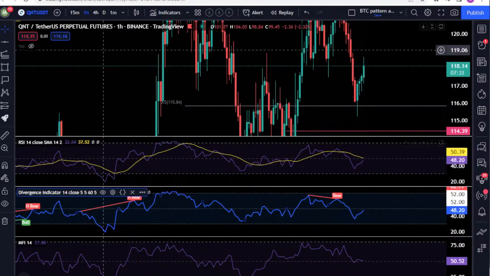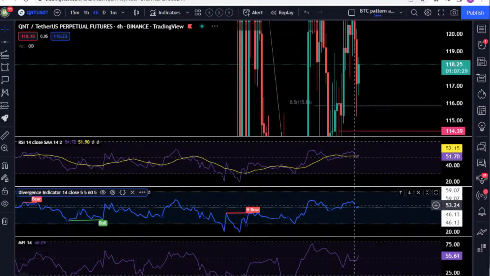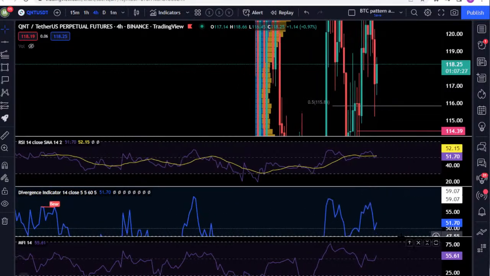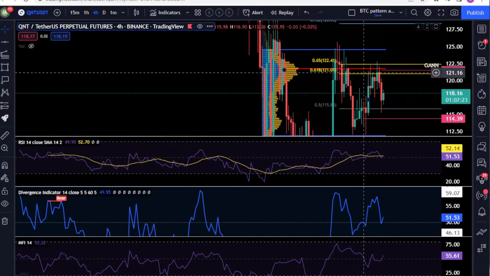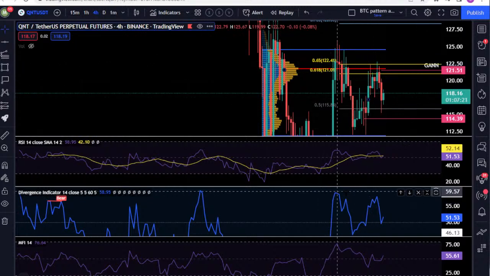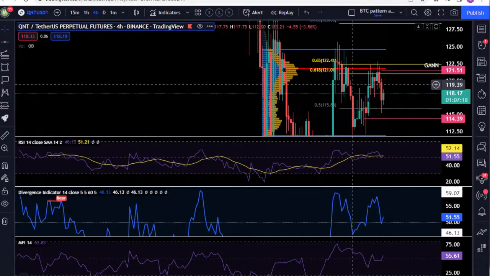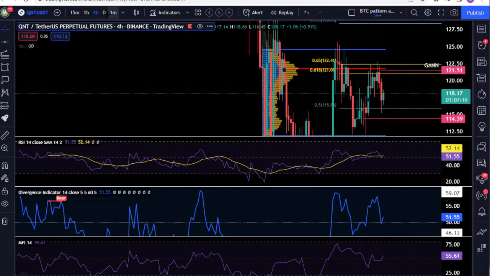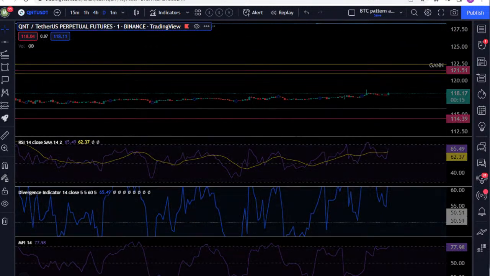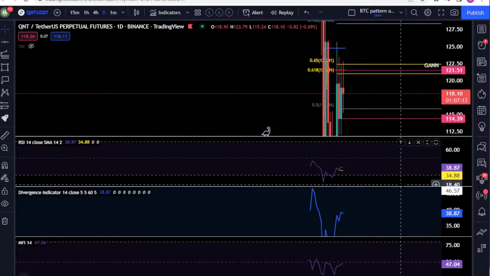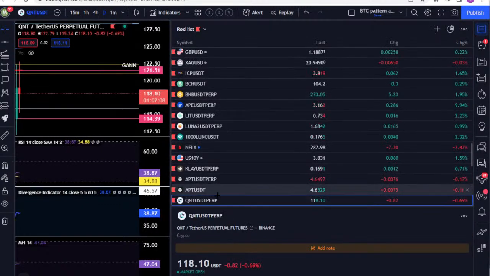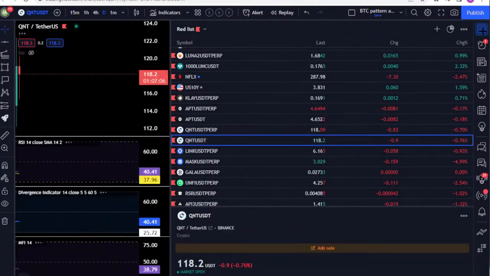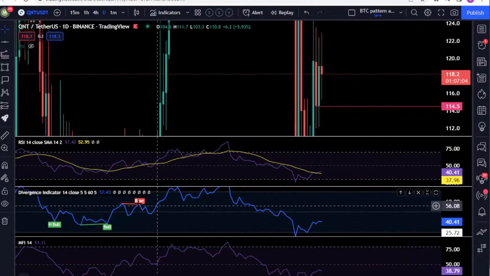On the 4 hourly, is there any bearish divergence forming? Let's look at that. Actually, there wasn't. We had it on the 1 hourly. That's what gave us our dump, sorry. On the daily, not much data on the daily, but if we go to Quant USDT, sorry, not the perpetual futures.